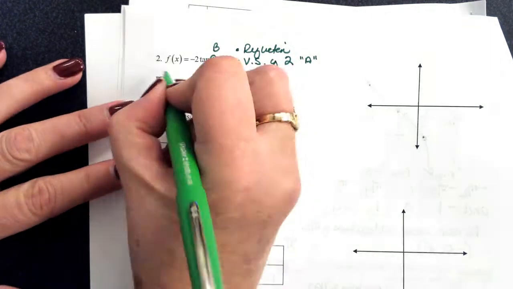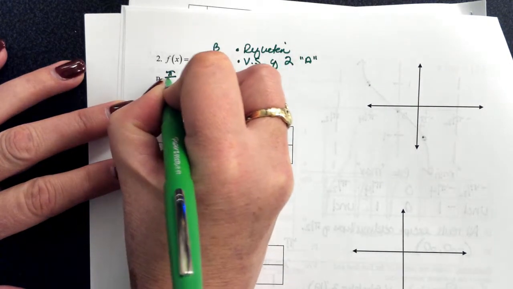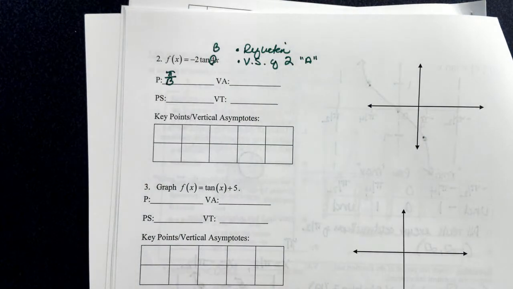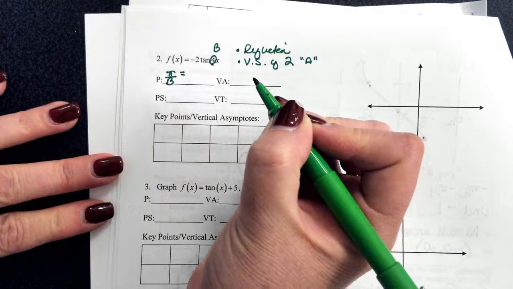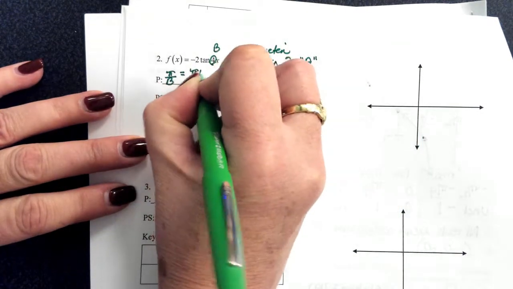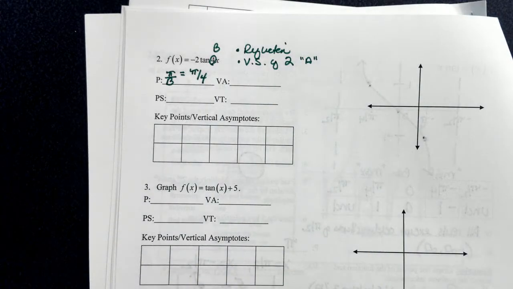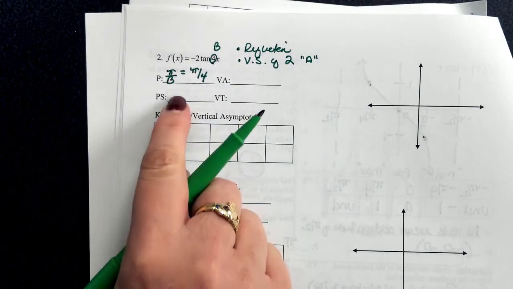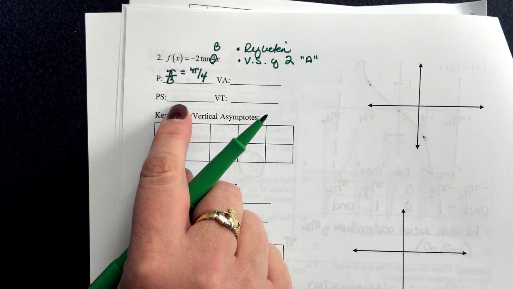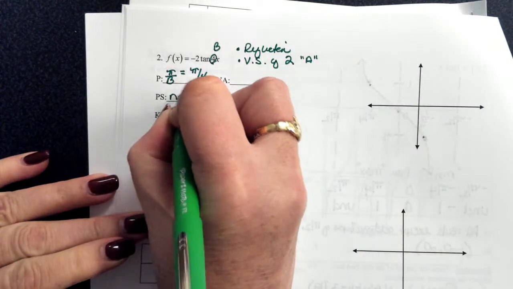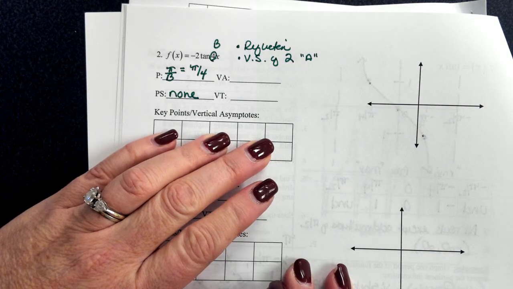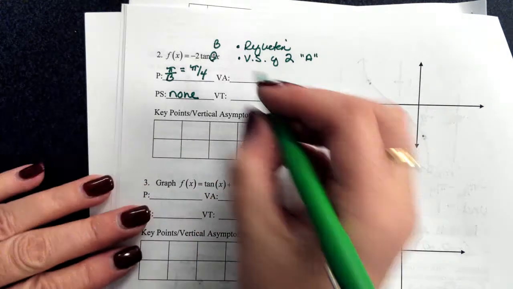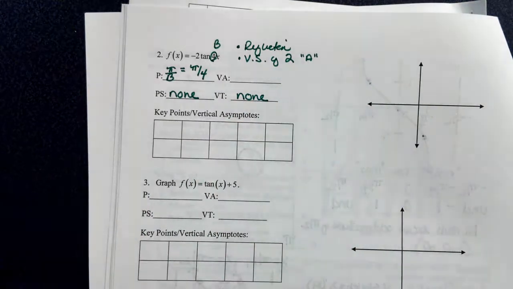So to find the period, remember, it's still going to be divided by b, but instead of being 2 pi, it's going to be pi divided by your b value. So then what's my period going to be for this particular graph? It's going to be pi over 4. Do I have a phase shift? Is there a number added or subtracted to x here? No. Do I have a vertical translation? Am I shifting this graph up or down? No. There's no number added or subtracted to the function.